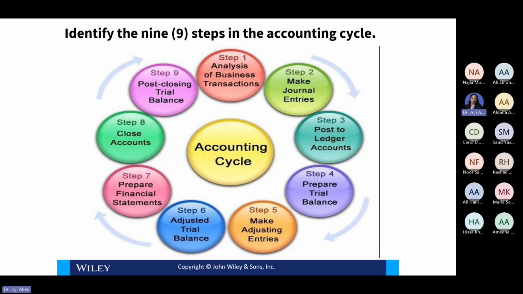For closing the accounts in the accounting cycle, how many steps are there? 9 steps. So which are the 9 steps? First one, you need to analyze the business transaction. That means either it is an asset, liability, revenue, or expense. Based on that, you need to prepare your journal entry. That means if an asset is increasing, it will be debited. If a liability is increasing, you will credit. Then after preparing the journal entry, we will post it to the ledger accounts.